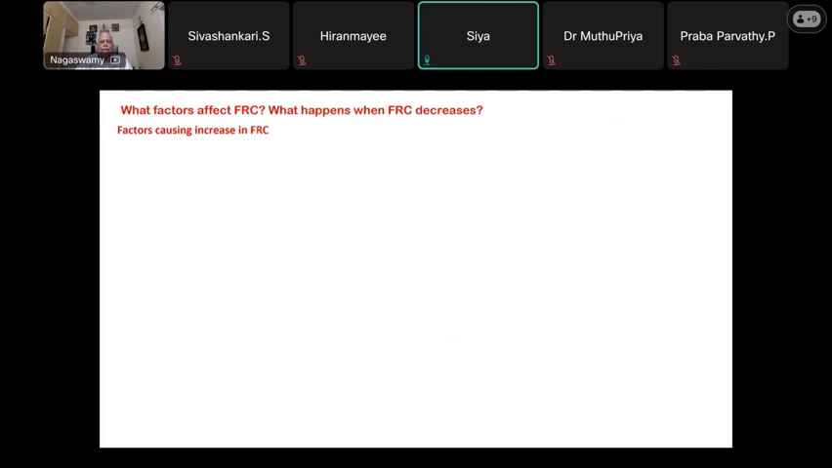Standing position. Right. Height of the patient. Very good. The taller the patient, the more the FRC. Good. Then one important condition, pathological condition rather. It is not physiological.